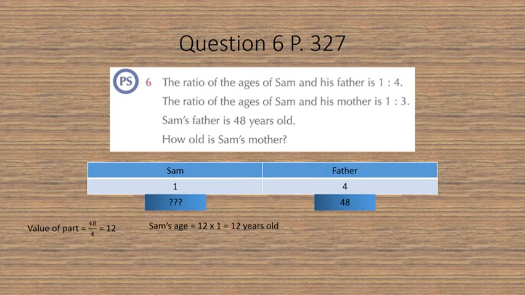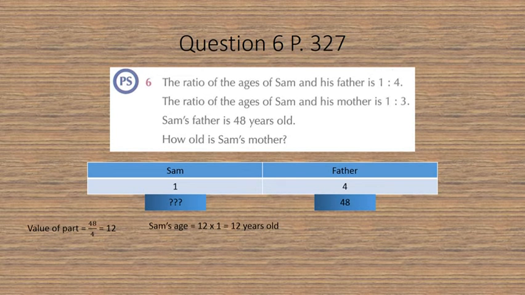This is Sam's age. But the question here didn't ask about Sam's age. This question asked about Sam's mother's age. So I know that I got Sam's age, but it's an essential step to get Sam's mother's age. So right now I have new data. Sam's age is 12 years old.